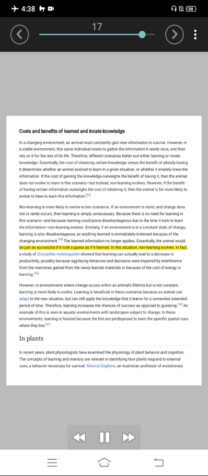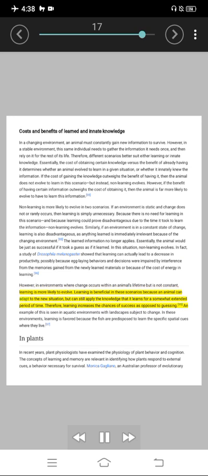In fact, a study of Drosophila melanogaster showed that learning can actually lead to a decrease in productivity, possibly because egg-laying behaviors and decisions were impaired by interference from the memories gained from the newly learned materials or because of the cost of energy in learning. However, in environments where change occurs within an animal's lifetime but is not constant, learning is more likely to evolve.